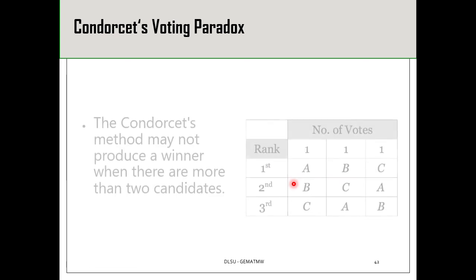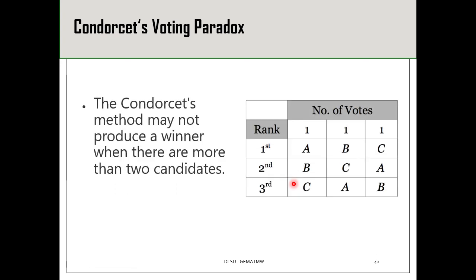Now, as I have mentioned earlier, it is possible that there is no winner under the Condorcet method, like in this particular example. Take note that in the Condorcet method, a candidate must win all of its head-to-head battles. If there is a battle that is not won by that candidate, then that candidate cannot win in the Condorcet method. So this ends the discussion on Condorcet method.